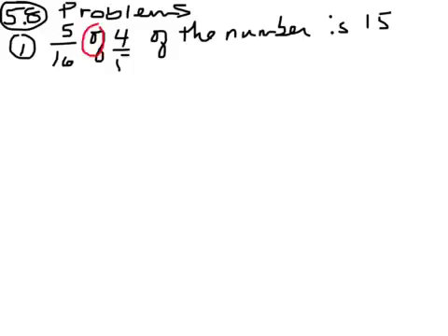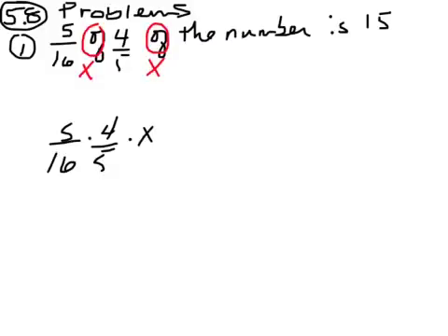When you see "of," it usually means multiply. So we're saying 5/16, there was an "of," so we're going to multiply 4/5, and then there's another "of," so we're going to multiply again, and we've got a number. Let's call the number x, okay? And then "is" always means equal, so that's why I put the equal down. And then what comes after the equal sign? 15, okay? So "of" means multiply, "is" means equal.